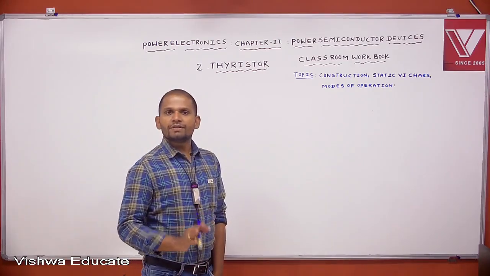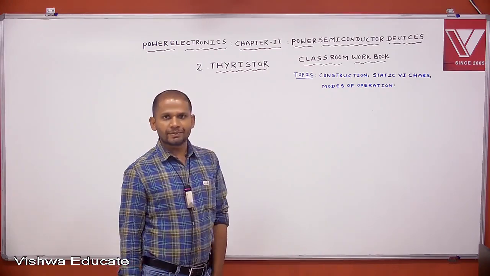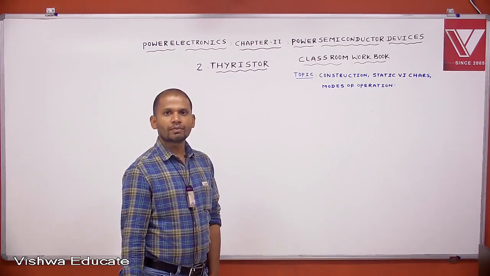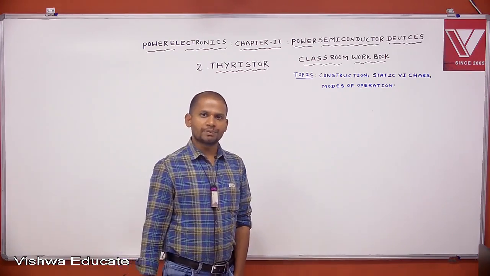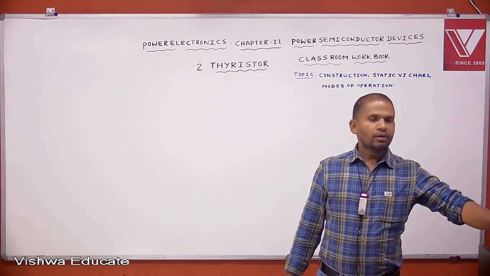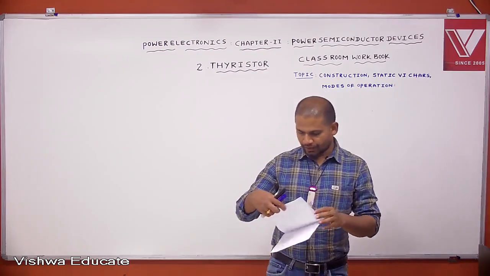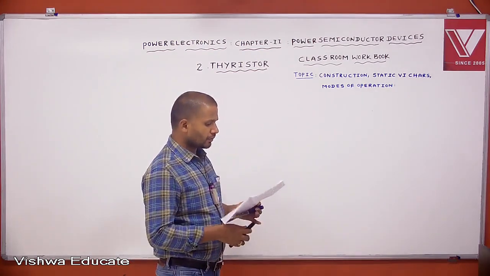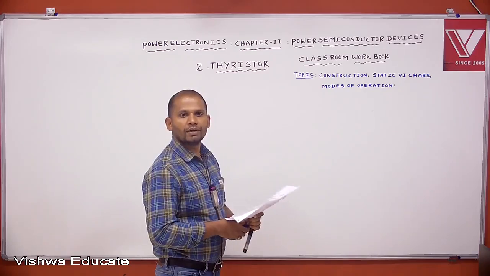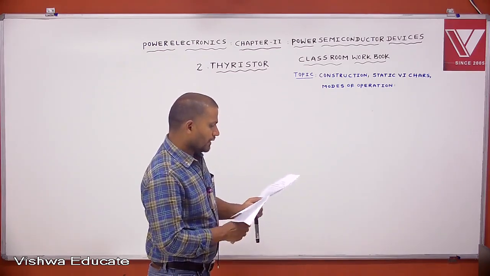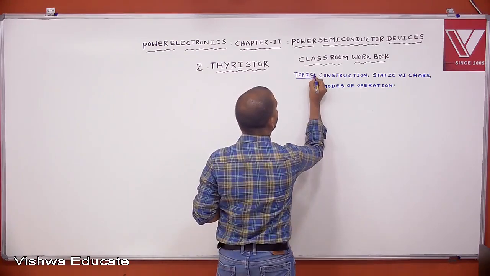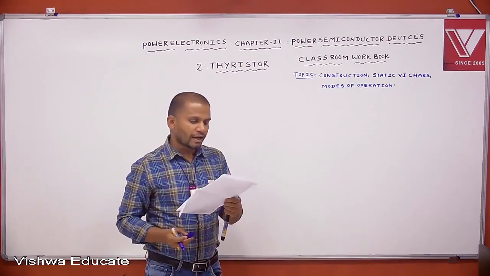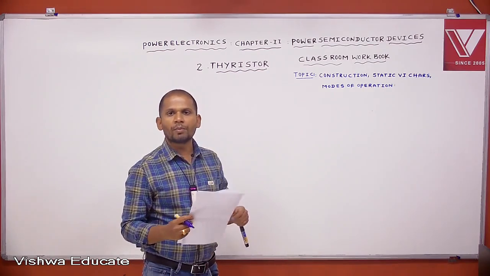Now in this session, based on these concepts, you concentrate on some classroom workbook problems, then you go for another concept. Okay, that we will see in the classroom workbook. This comes under topic 1, that is construction, static VI characteristics and modes of operation of SCR.